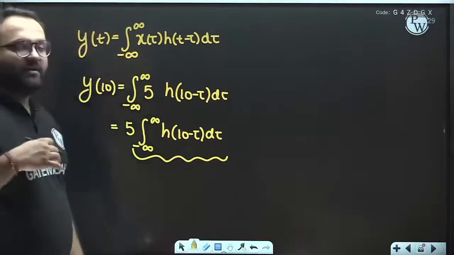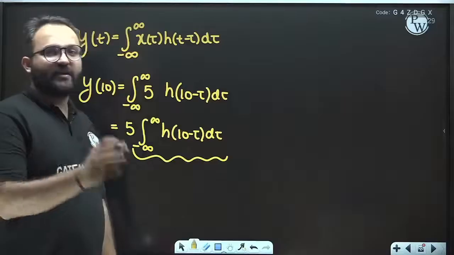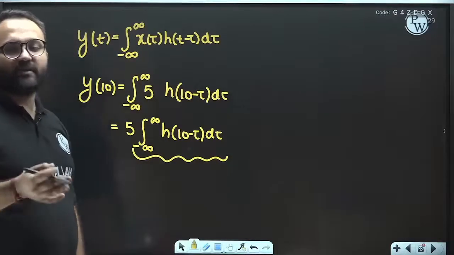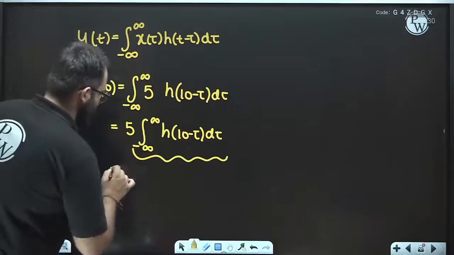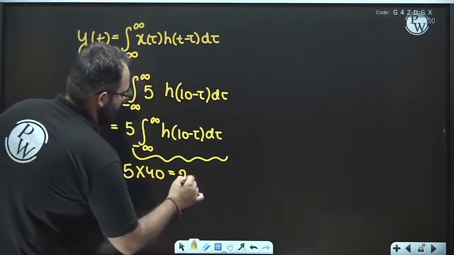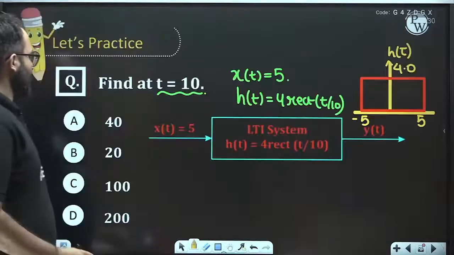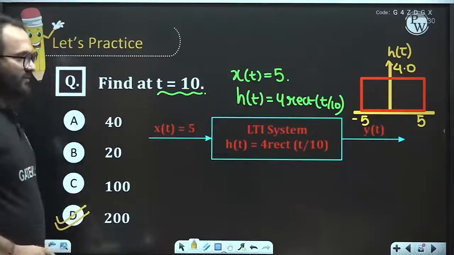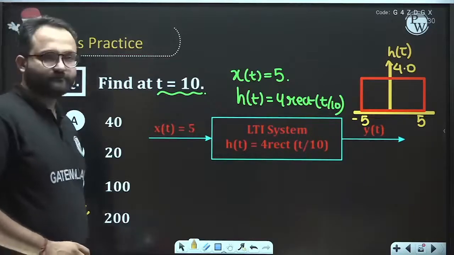Even if we invert the signal, shift the rectangle and integrate it from minus infinity to infinity, the area of the rectangle will not change. So this is 5 times 40, that is 200. Okay, so this is the answer. I hope this point is clear to all of you.